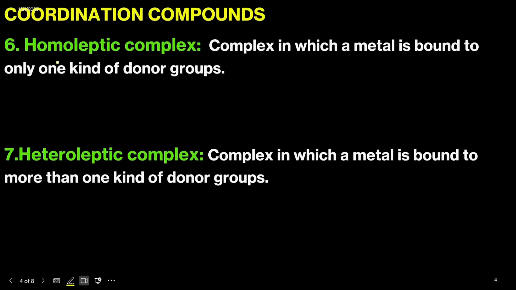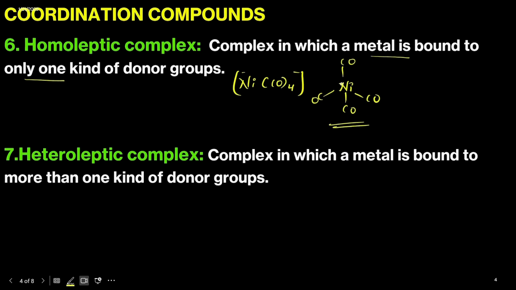Okay, let us know about what a homoleptic complex is. Okay, it is a complex in which a metal is bound to only one kind of donor group. For example, if you take nickel tetracarbonyl, okay, if you write the structure here, CO, here CO, CO and CO. Okay, this is the structure. In this structure, nickel is attached to the same kind of donor atoms. In all 4 ligands the donor atom is the same. Therefore, it is a homoleptic complex.